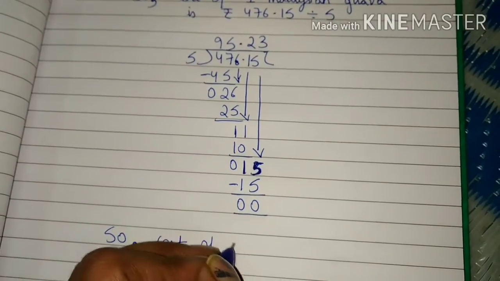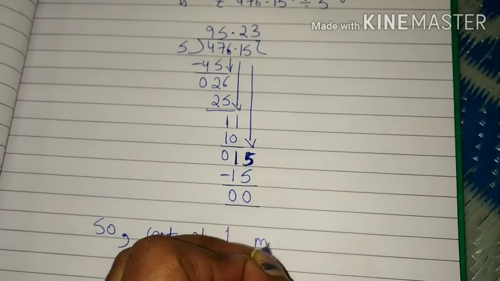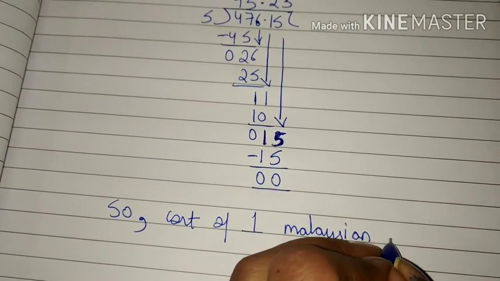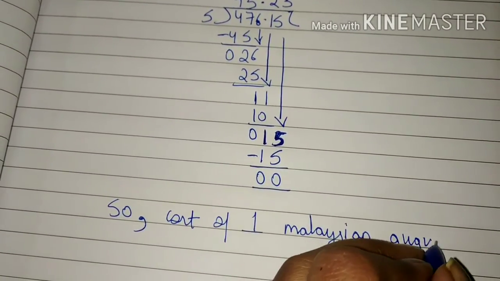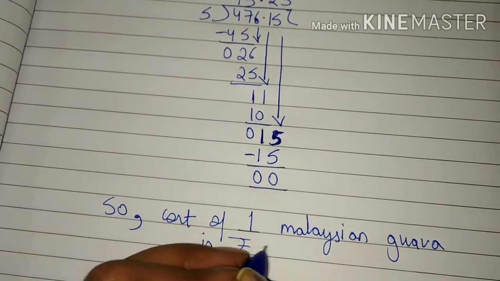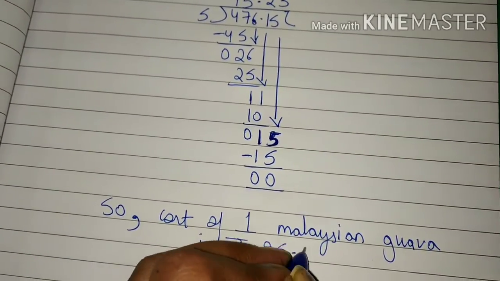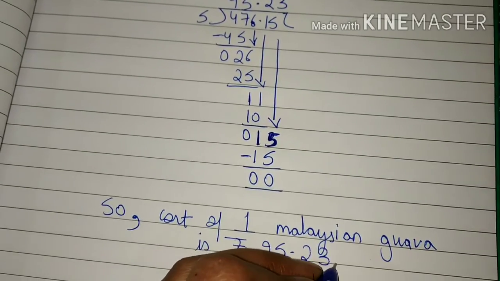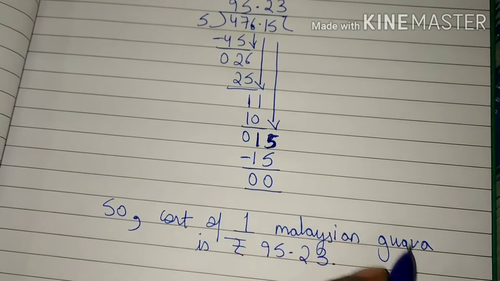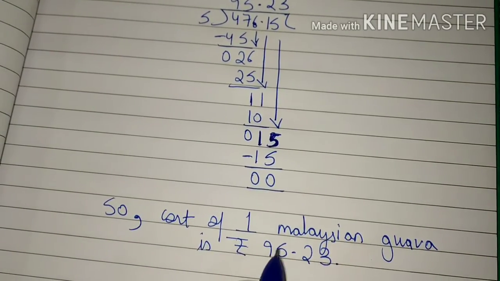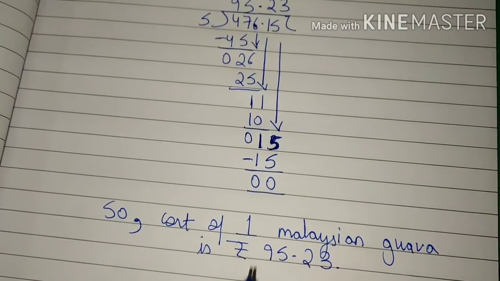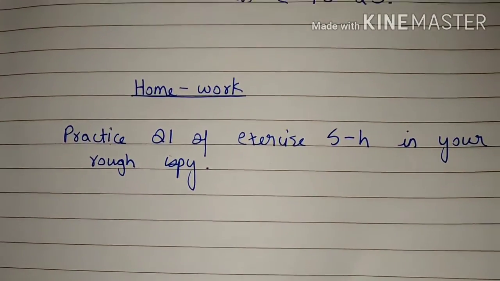So cost of 1 Malaysian guava is rupees 95.23. Students, cost of 1 Malaysian guava is rupees 95.23. Students, this is your answer.